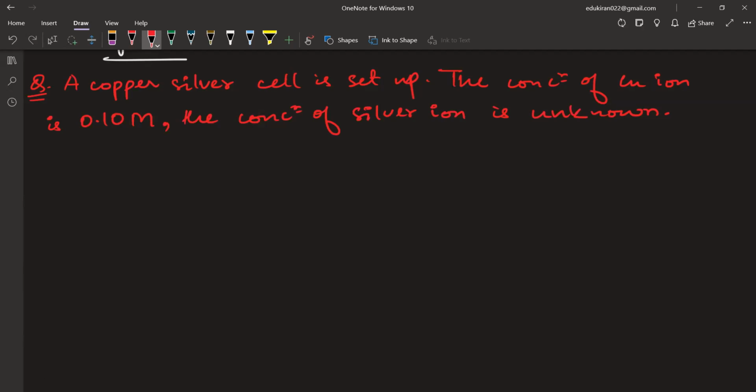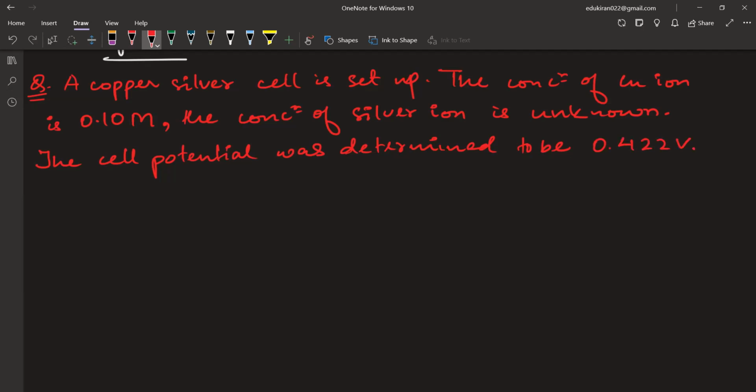The cell potential was determined to be 0.422 volts. Okay, they're saying determine the concentration of silver ions.